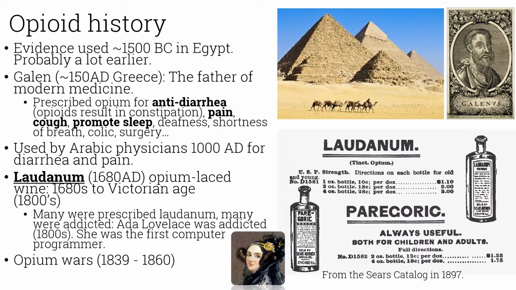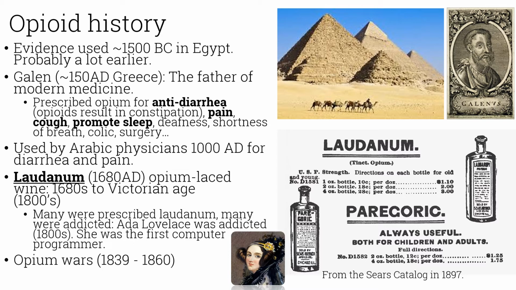Opioids have been used for a very long time. The first historical evidence goes all the way back to ancient Egypt around 1500 BC, but it probably started even before that. In ancient Greece, opioids were prescribed for a number of conditions, including diarrhea, pain, cough, and sleep disruption.